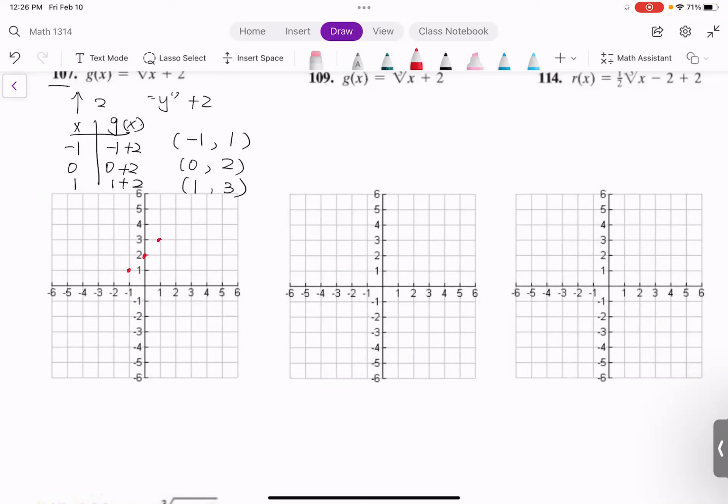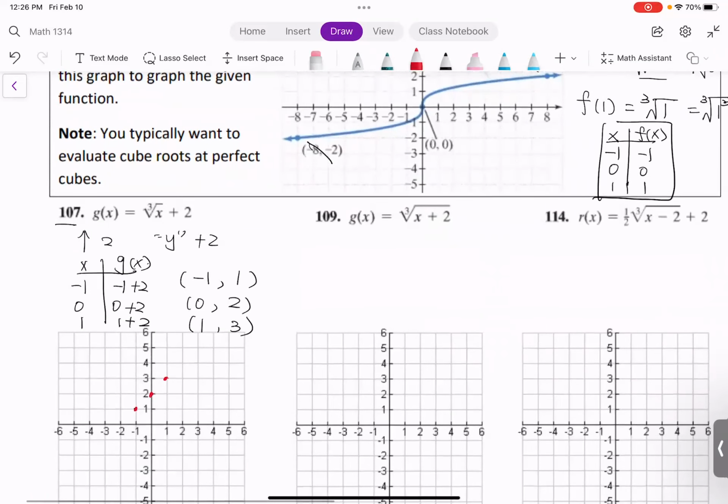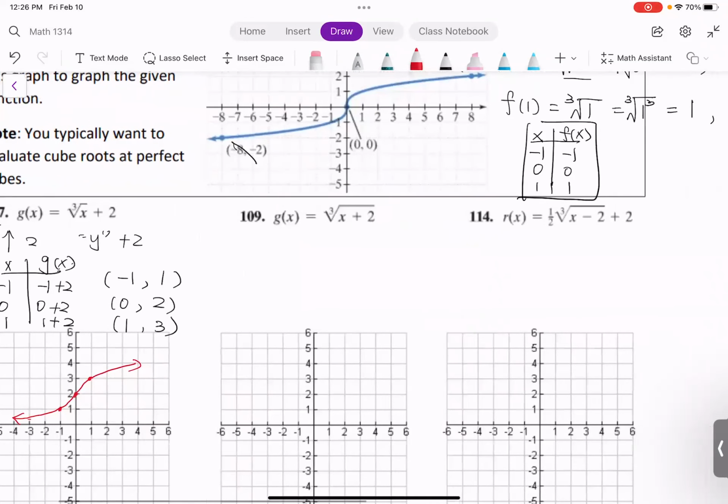And then how to connect them? We must go back to see our graph. Okay, I know what the graph looks like, then I must have the same shape. Okay, this is the graph. Okay, let's see the next example.